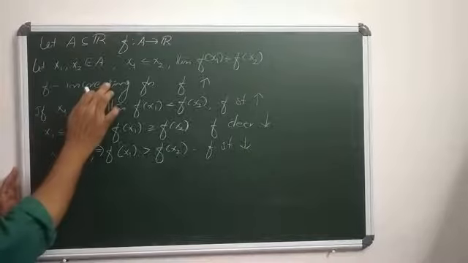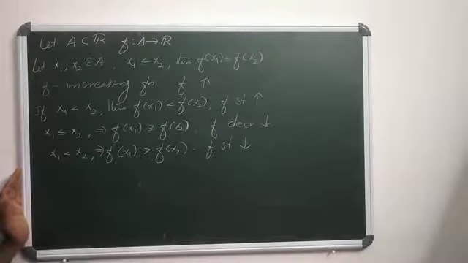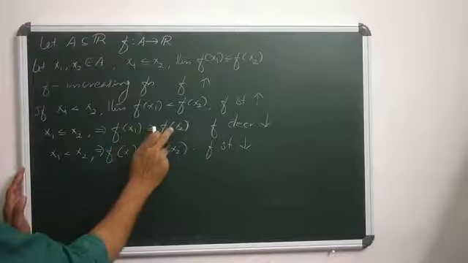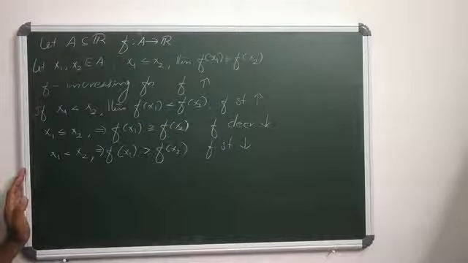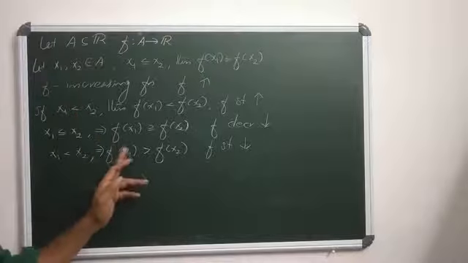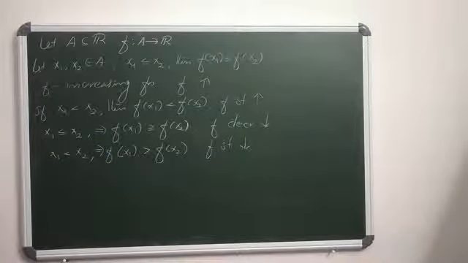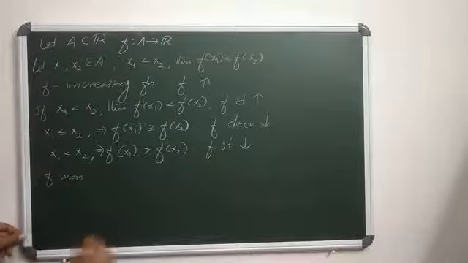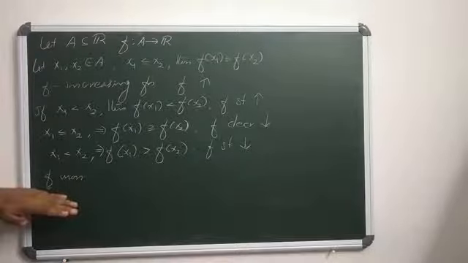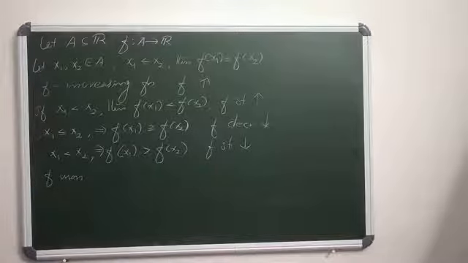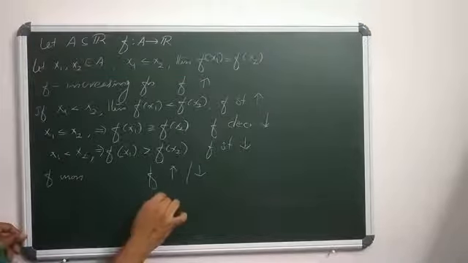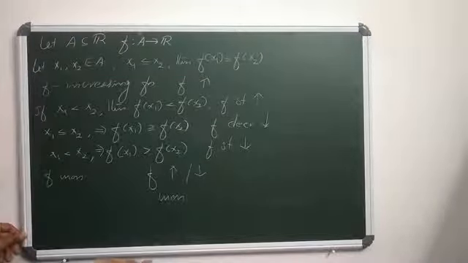If x1 is less than or equal to x2 and f of x1 is less than or equal to f of x2, f is increasing. If x1 is less than or equal to x2 and f of x1 is greater than or equal to f of x2, then f is a decreasing function. If the strict inequality holds, then the function is strictly increasing or strictly decreasing. So what is monotone? If a function f is either increasing or decreasing, then f is said to be a monotone function.